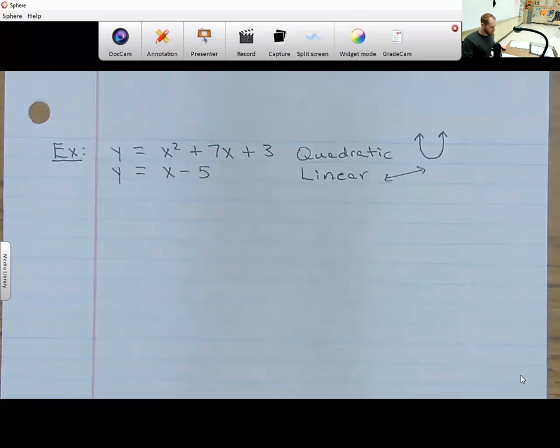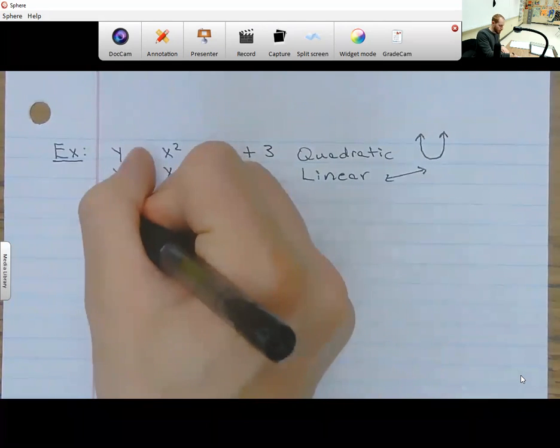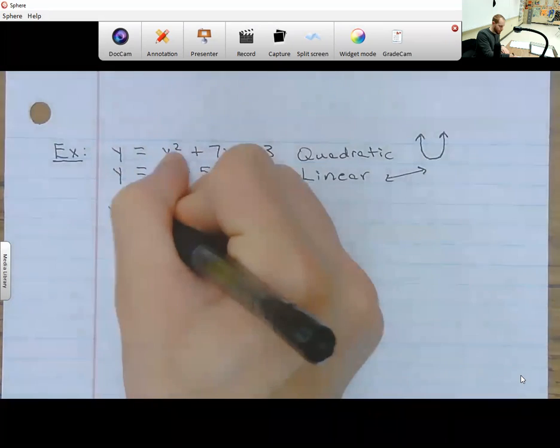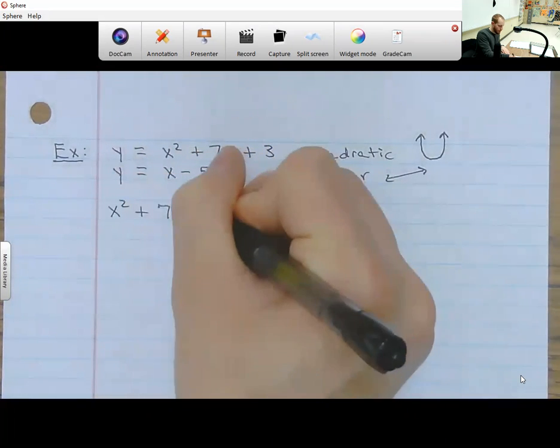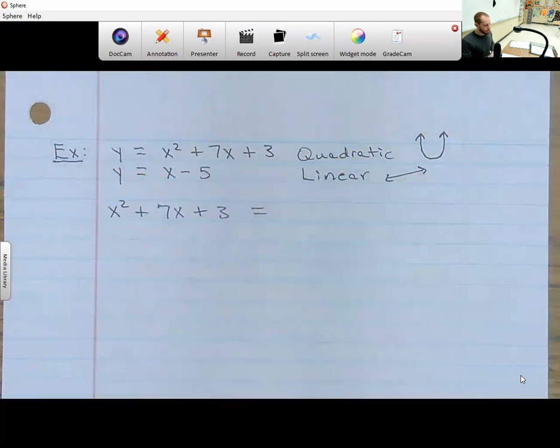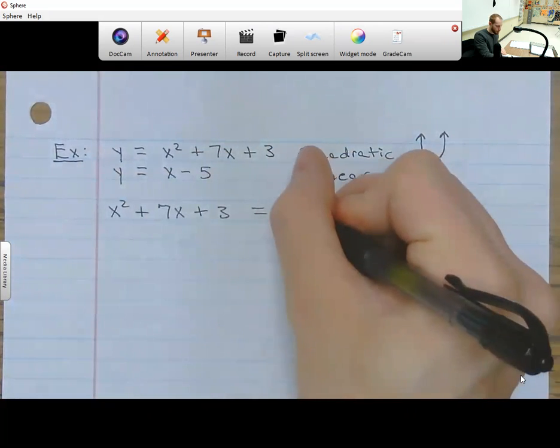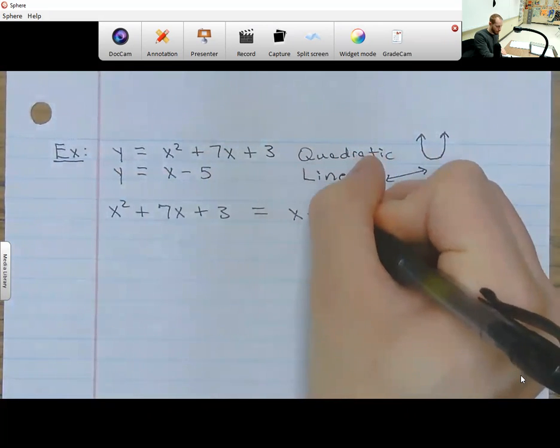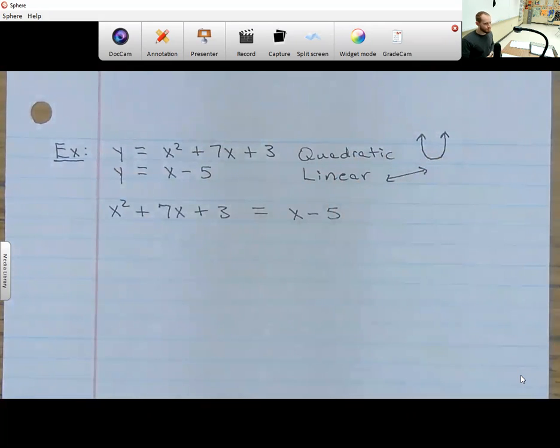All right. So let's see what these solutions are going to be. The first thing I do is I write out my quadratic equation on the left side. So I'm going to take that x squared plus 7x plus 3, put that on the left side. The linear equation is going to go on the right side. So I'm going to take that x minus 5 and I'm going to put it on the right side. There we go. So now they're equal to each other.